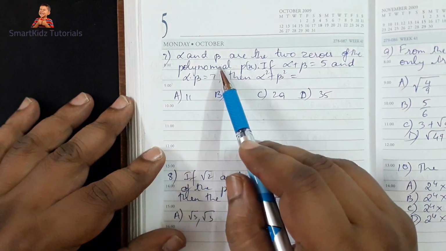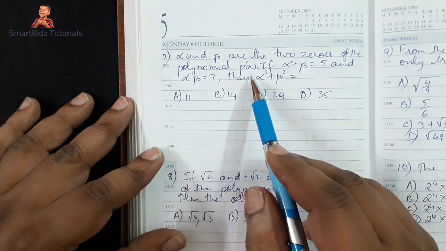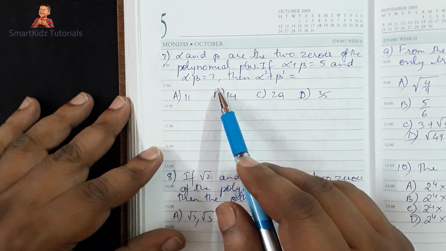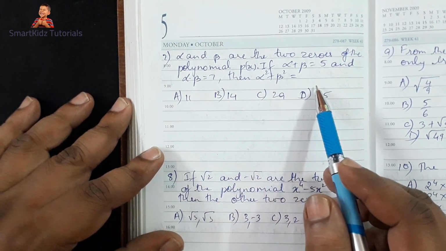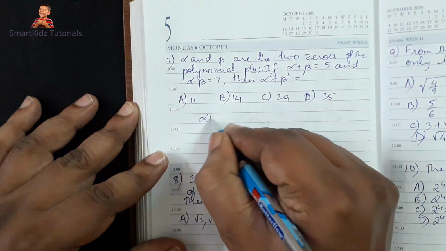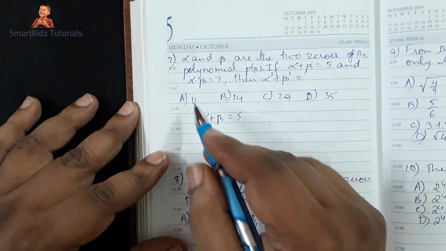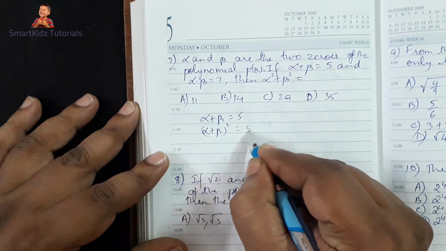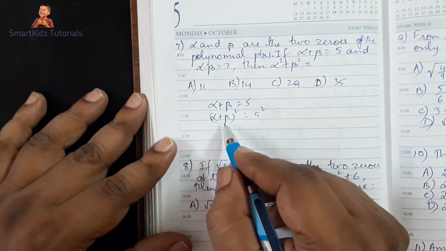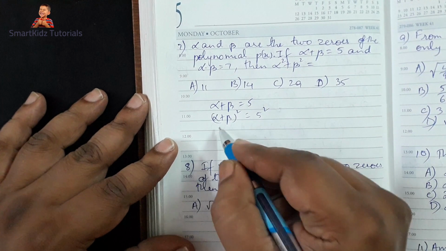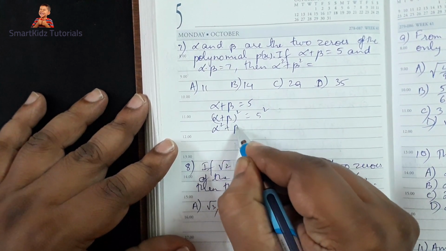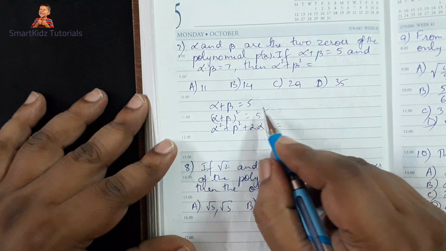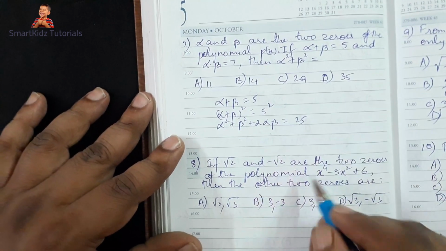Next question. Alpha and beta are two zeros of the polynomial p of x. If alpha plus beta equal to 5 and alpha into beta is 7, then alpha square plus beta square equal to? So we'll start with what we have been given. Alpha plus beta equal to 5. So what I'll do is I'll square on both the sides, which means we'll get alpha plus beta whole square and 5 square. If we expand this, this is a plus b whole square. So that means a square plus b square plus 2ab equal to 5 square is 25.